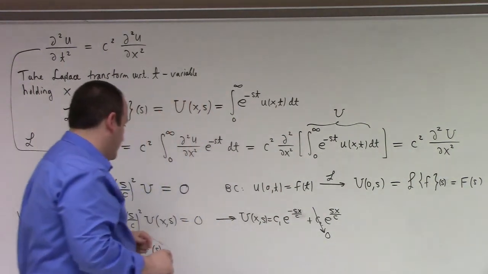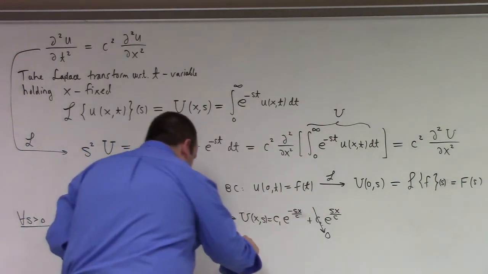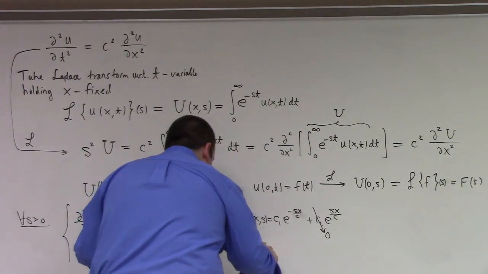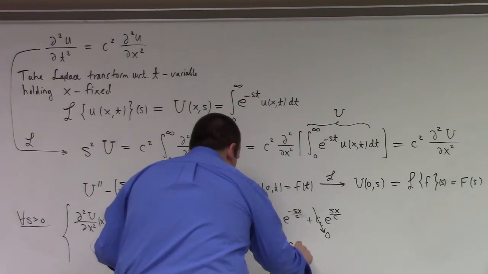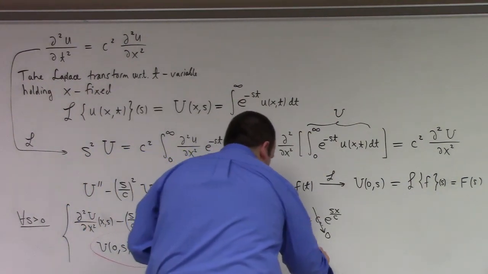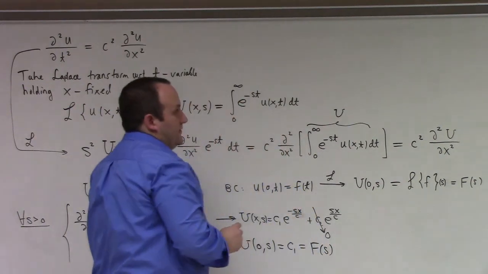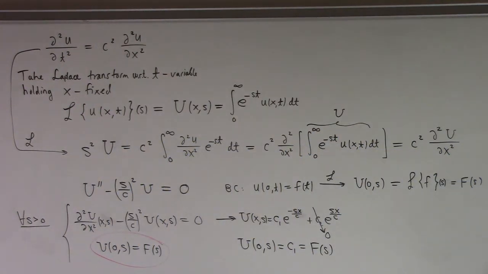So we're just left with that term. And what happens when we plug in 0? We get C1 equals f of s. Well, that's interesting. So therefore, big U of x comma s is equal to f of s e to the minus s times x over c.